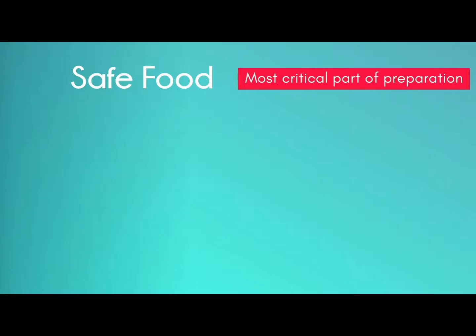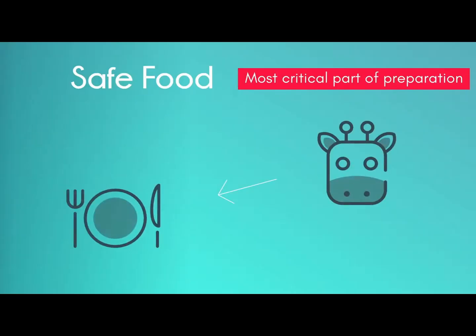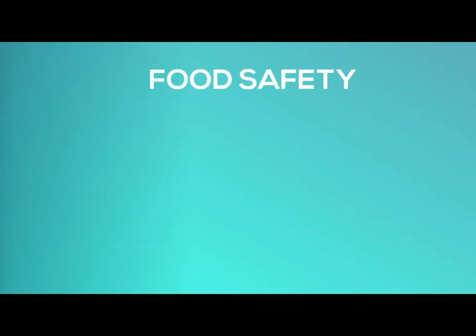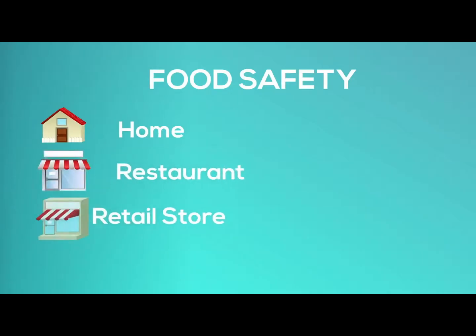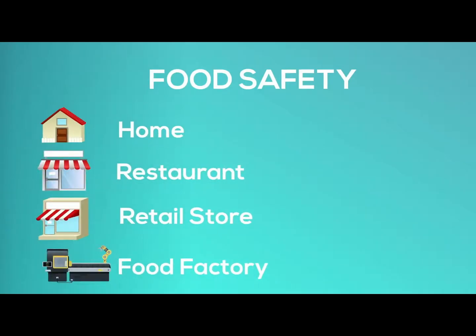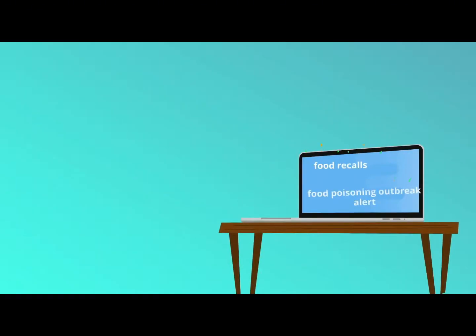food preparation process. This ranges from what is called farm to fork, meaning from the farms all the way to your plate. This means that food safety is important at home as well as in the restaurant, retail store, or food factory. There has become an ever-increasing awareness of food safety by the general public, and news agencies are reporting on food recalls and outbreaks much more often.